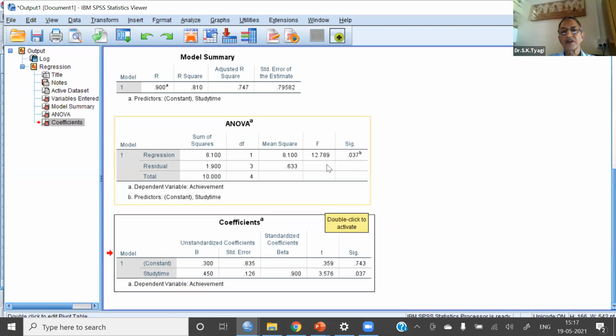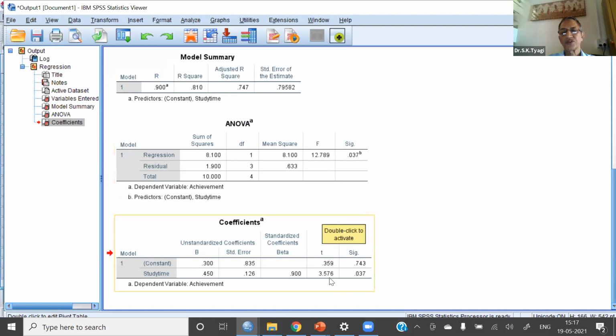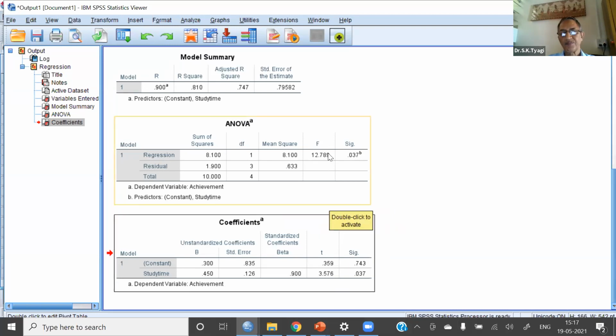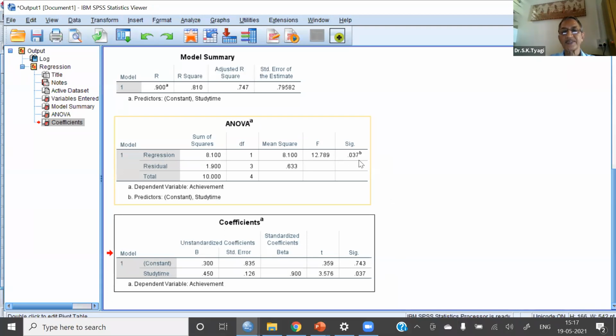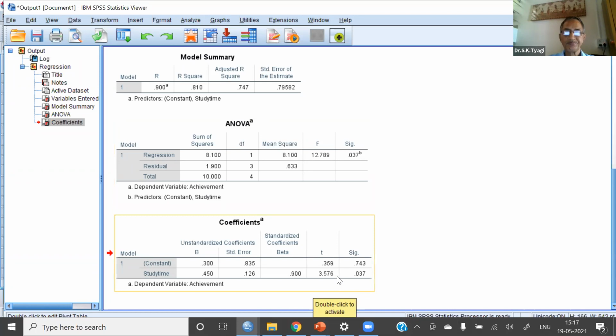The t-value is the square root of F. If you square t, you will get F. So either you use F or you use t, you arrive at the same conclusion. In this particular case, ANOVA and this t-value tell the same story. There is much difference when we come to multiple linear regression, then you will be able to appreciate the difference between the ANOVA table and this coefficient table t-value.